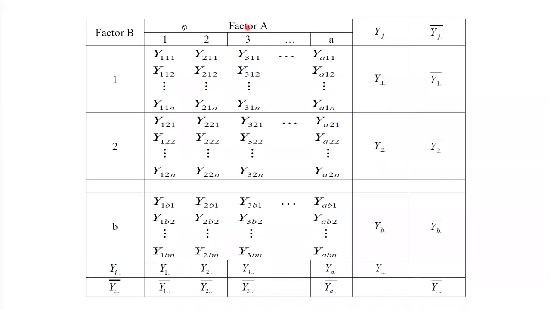Here, if you consider this table, this set of values is what you have obtained for the first level of factor A and the first level of factor B. Here, for each level, I have used n number of observations. Here we will have n observations for the first level of factor A and the first level of factor B.